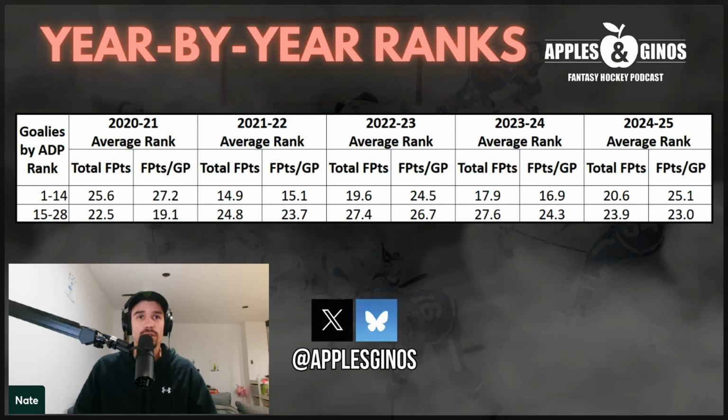So what I've done with these is, of those goaltenders ranked 1 through 14, I have taken their end of season rank in total fantasy points. And here I'm using the Cacuffle fantasy points system. If you want to check that out, I'll leave a link to it in the show description here.